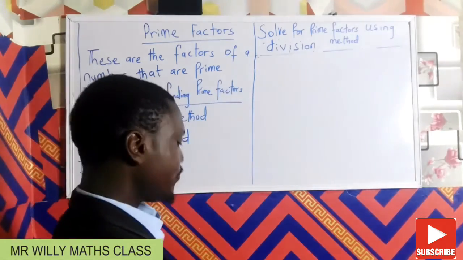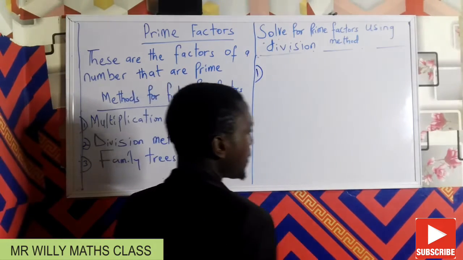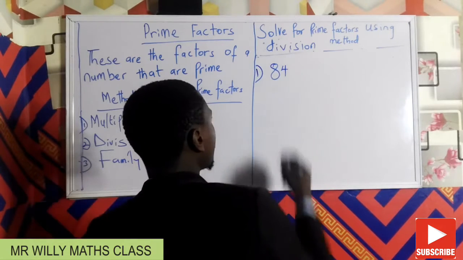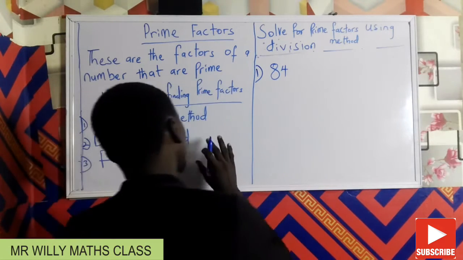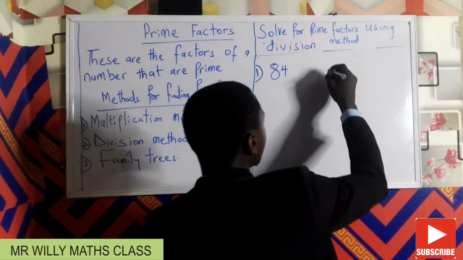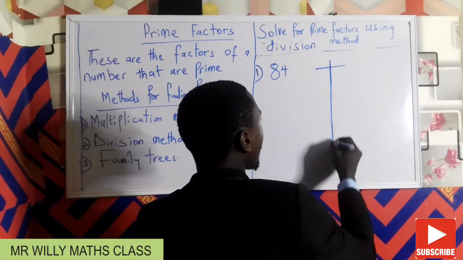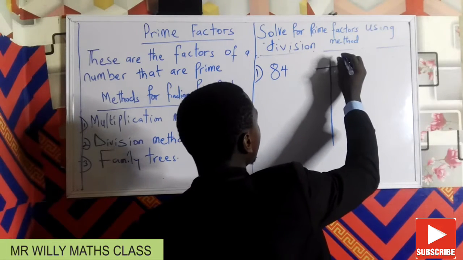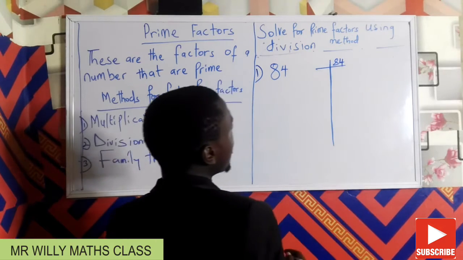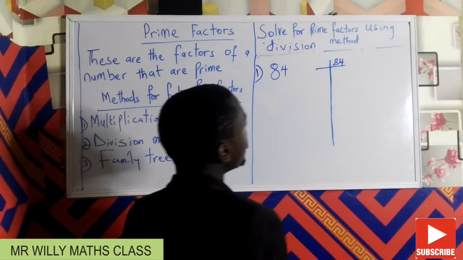If you have this number, 84, we have to find the prime factors of 84, and we have to use the division method. All you need to do is draw your division tree. What you want to divide, you have it on your right hand side. Now you think of a number that can divide 84, a factor of 84 that is also a prime number that will divide 84 without any remainder.